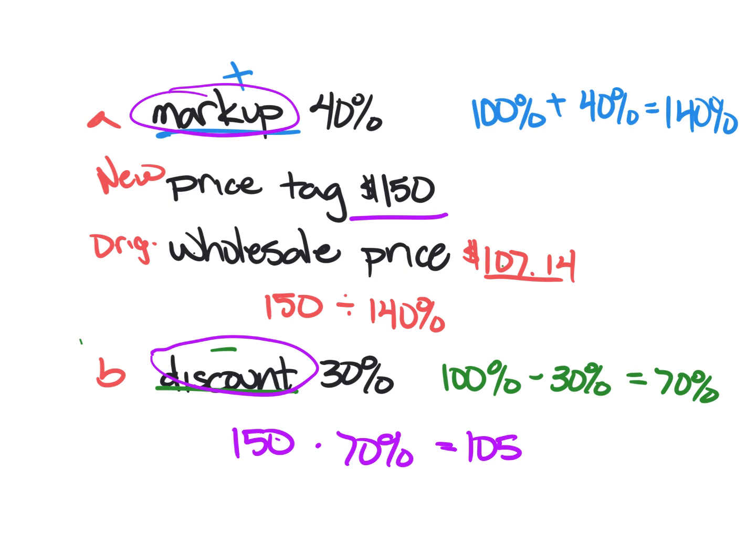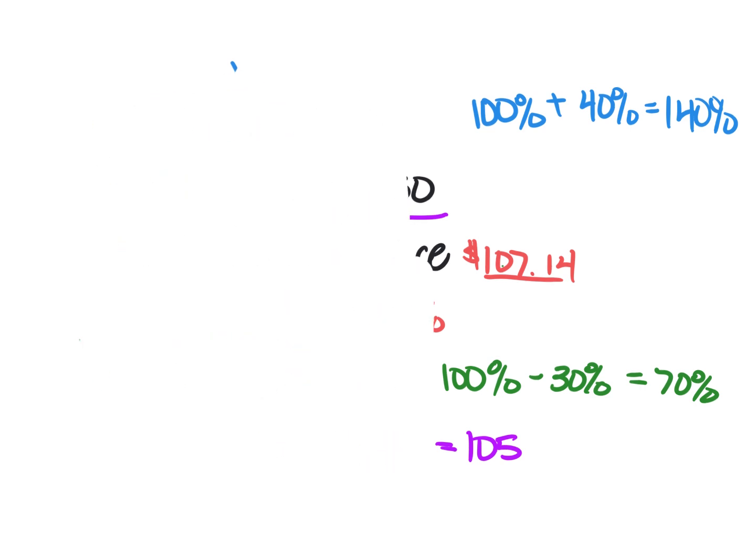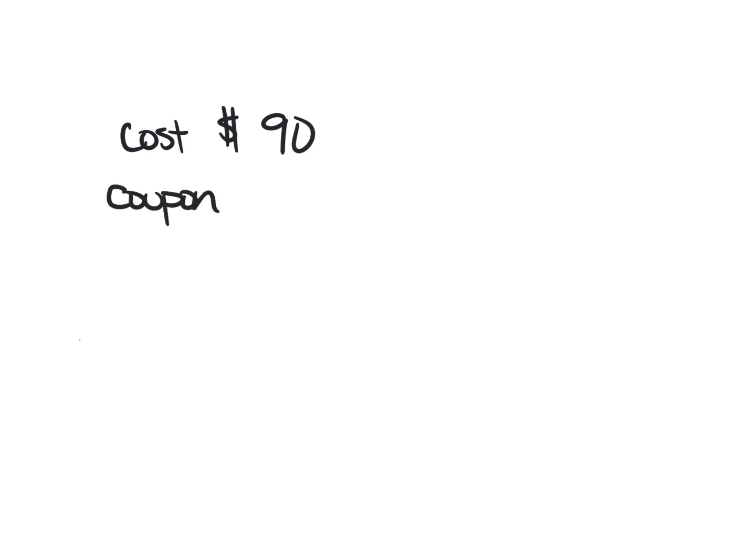All right, and then the last question, number 4. It says, with a coupon, you can get a pair of shoes that normally cost, so let's say we have a pair of shoes that cost $90. But now with the coupon, you can get them for, let's say, $75. What is the percentage of the discount?